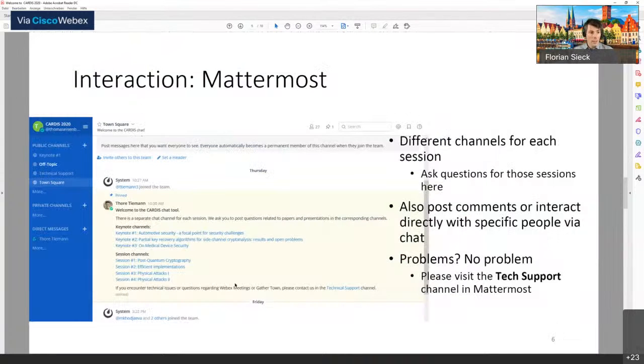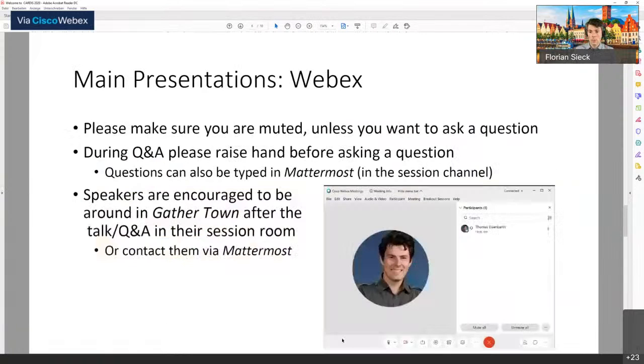The second tool of interaction is MetaMost, the chat server. As you can see, we have created a channel for each session. You can enter channels here. You can also start direct messages with participants that are registered through the system as well. Also, if you have technical problems, you can go to the tech support and get some support. That's also a channel. You can get the support over here.